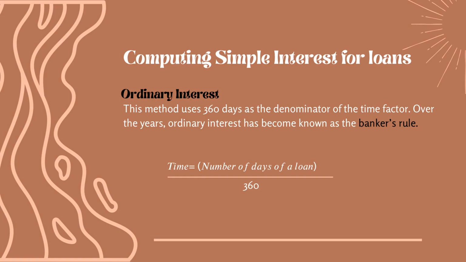Ordinary interest. This method uses 360 days as the denominator of the time factor over the years. Ordinary interest has become known as the banker's rule. Time equals number of days of a loan over 360.